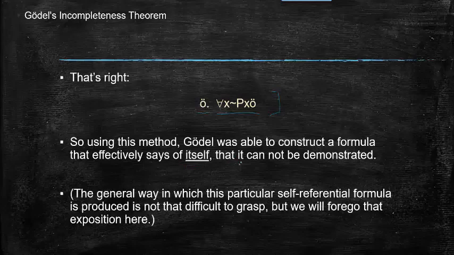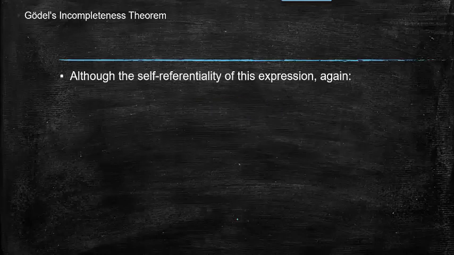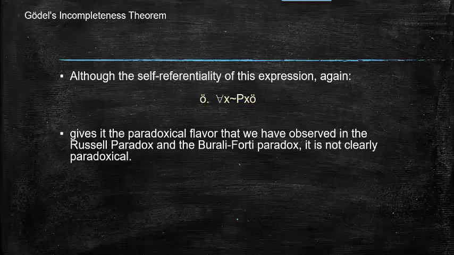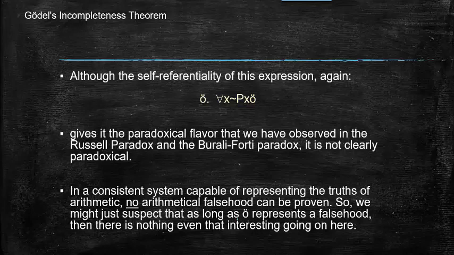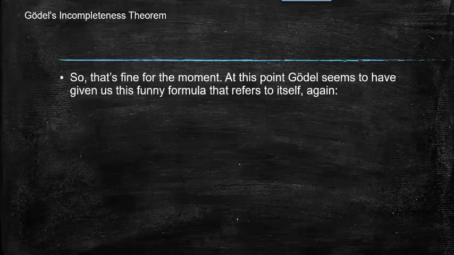The general way in which this particular self-referential formula is produced is not actually that hideous to grasp, but we're not going to pursue it in this discussion. Although the self-referentiality of this expression gives it the paradoxical flavor that we have observed in the Russell paradox and the Burali-Forti paradox, it is not clearly paradoxical. In a consistent system capable of representing the truths of arithmetic, no arithmetical falsehood can be proven. So we might just suspect that as long as U represents a falsehood, then there is nothing even that interesting going on here. So that's fine for the moment.